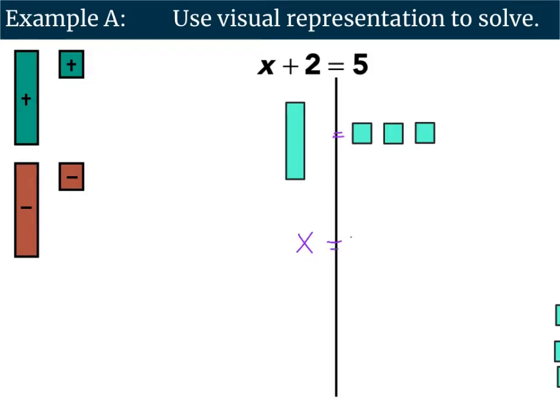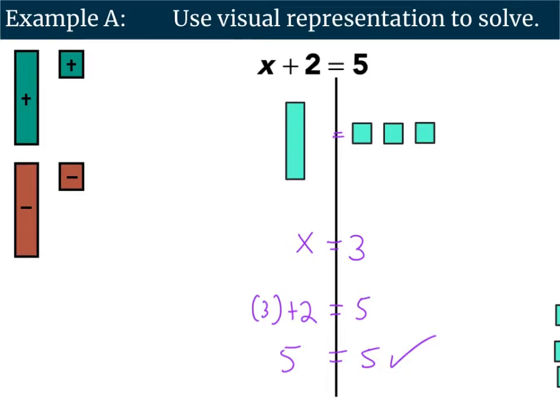X is equal to 3. And if I were to test this, I could figure that out to find out that is correct. If I plug my x back into my equation here, if I were to take my 3, plug it in for x plus 2, and see if it was equal to 5, 3 plus 2 does equal 5, so 5 equals 5, so yep, I got that correct. So using my visual representation, I was able to see what to do and then check it to see if I got my answer correct.